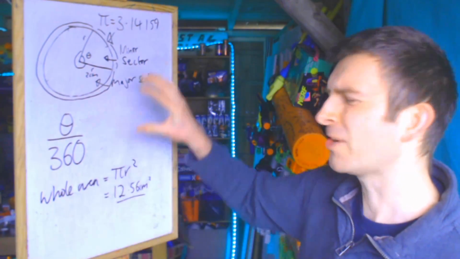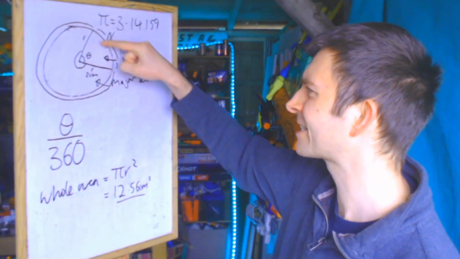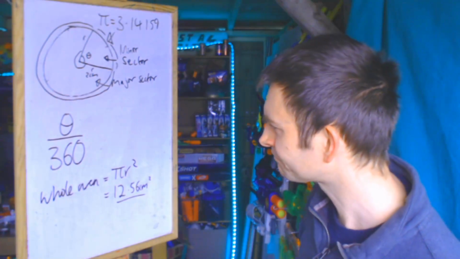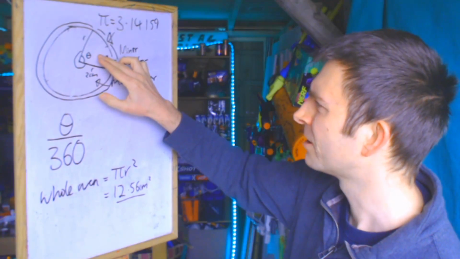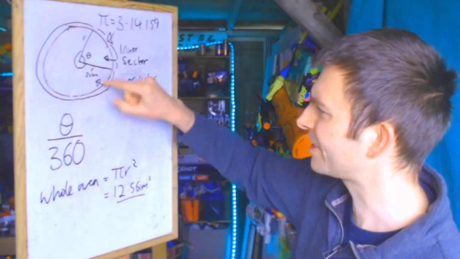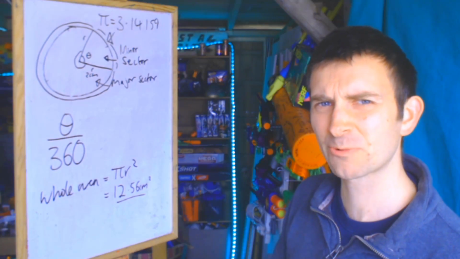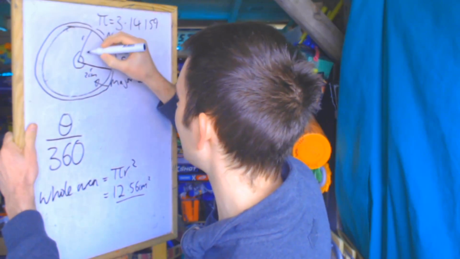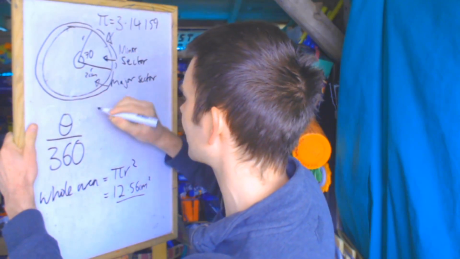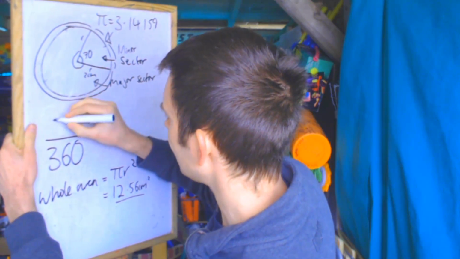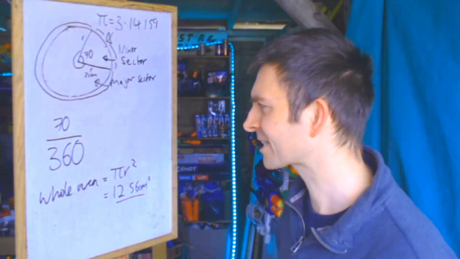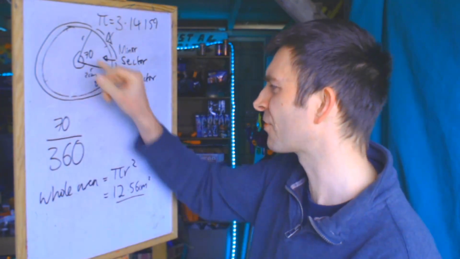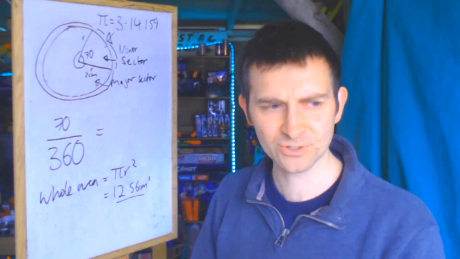Right. But we don't want the whole area. We just want the area of this thing here, this sector, this slice of the circle. And so the proportion of the circle that is this is going to be that divided by 360. Are we agreed on that? So let's say that the angle is 70, because that's going to get us a lovely answer. So 70 divided by 360, that's not a ratio, but it's going to get us the proportion of the circle that is.